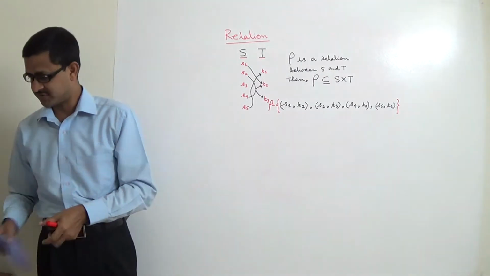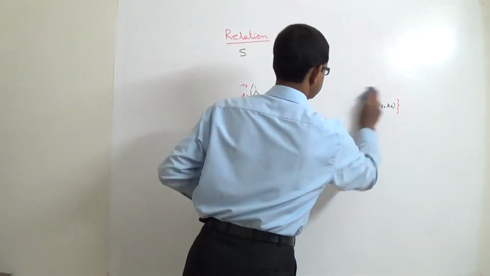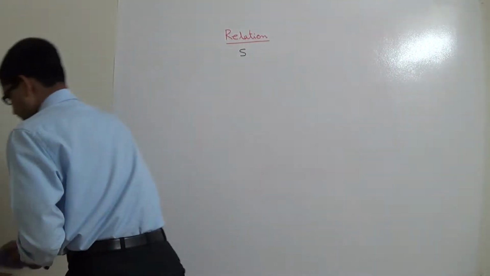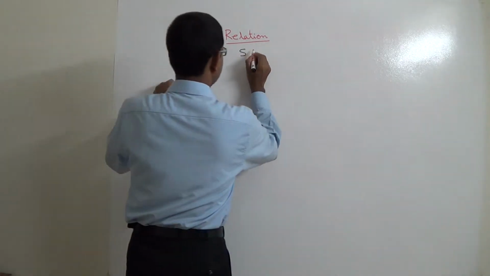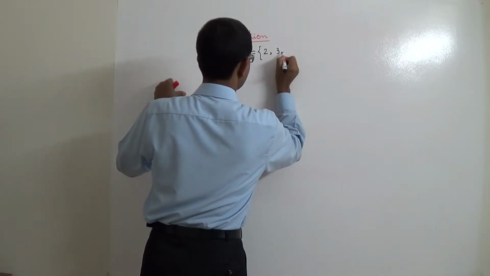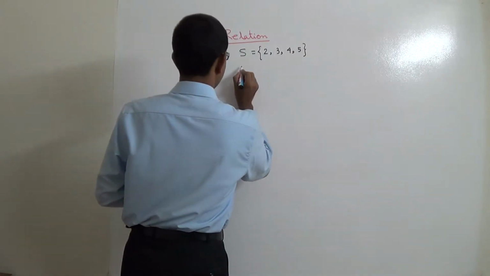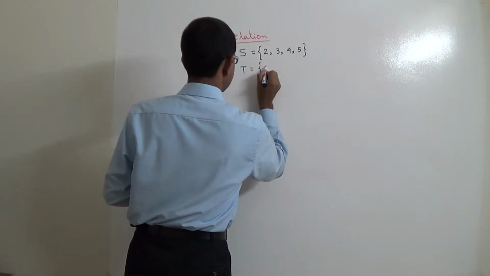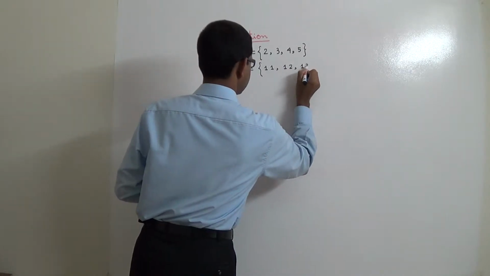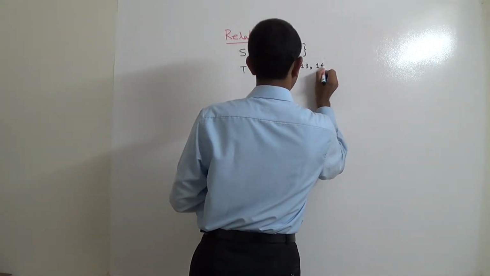Let us consider two sets S and T like this. Let us consider the set S as 2, 3, 4 and 5, and T is the set 11, 12, 13 and 14.